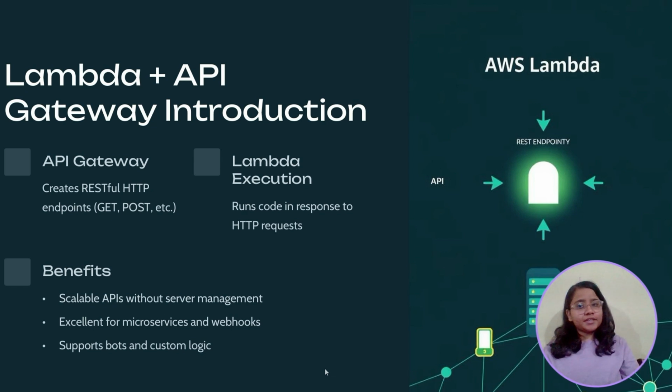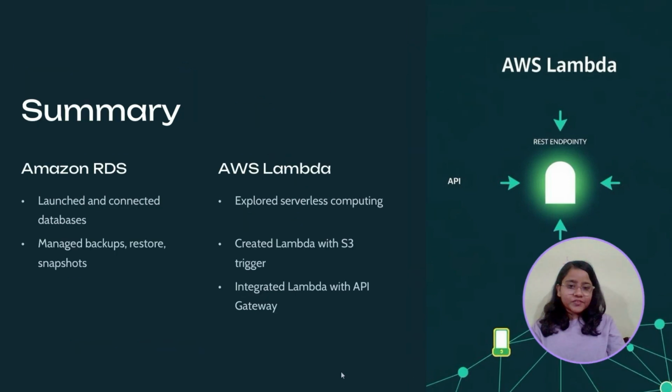I hope you understand the Lambda function in AWS with API Gateway, and our first example is uploading an S3 file. You will get triggers in CloudWatch events. Let's wrap up with a quick summary. In this video, we launched and connected to Amazon RDS with a MySQL database, learned how to manage backup, snapshot, and restore, understood serverless computing, and created a Lambda function with an S3 trigger, and explored how to expose Lambda via API Gateway for real-time HTTP-based workloads.